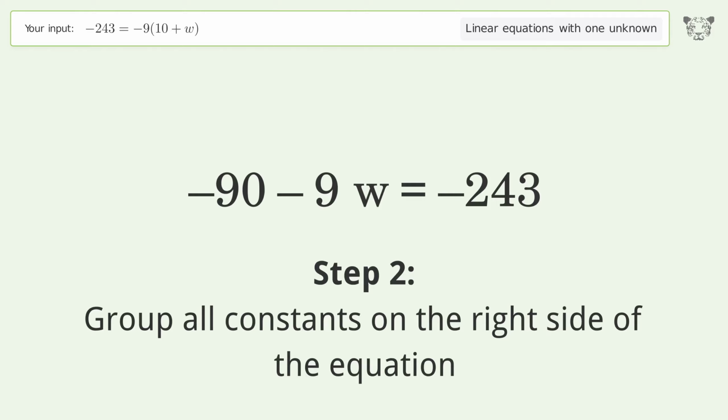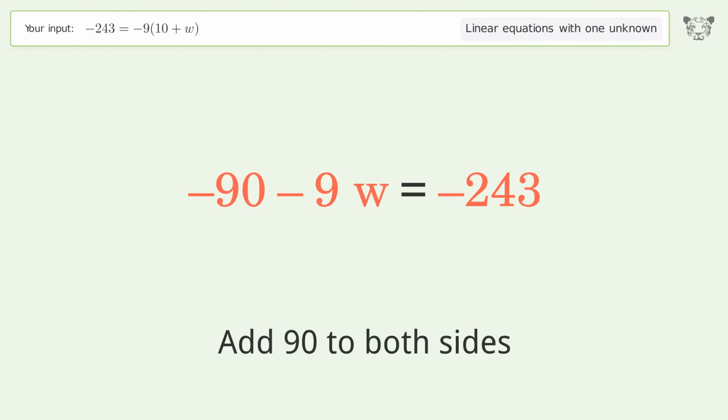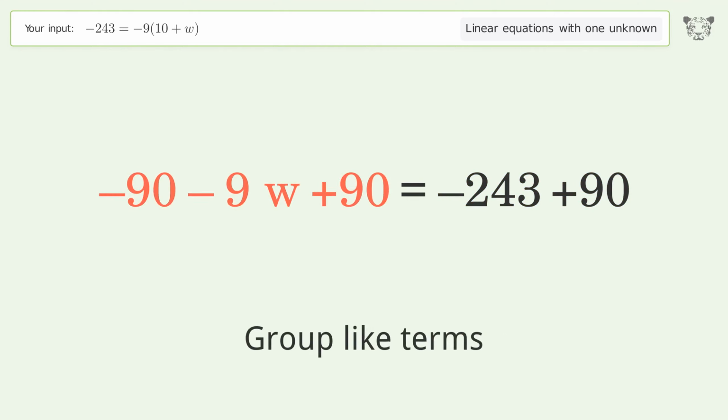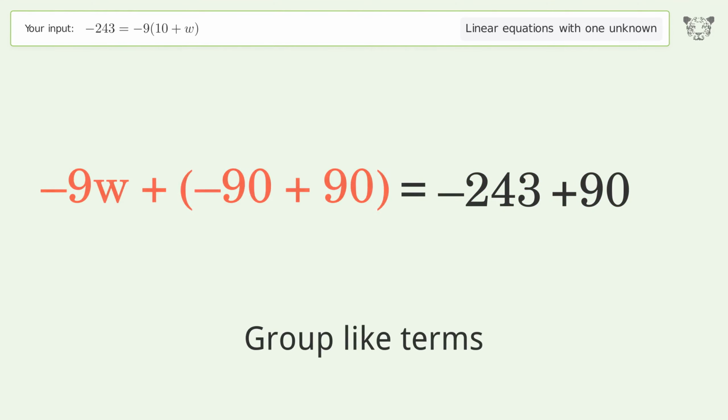Group all constants on the right side of the equation. Add 90 to both sides. Group like terms. Simplify the arithmetic.